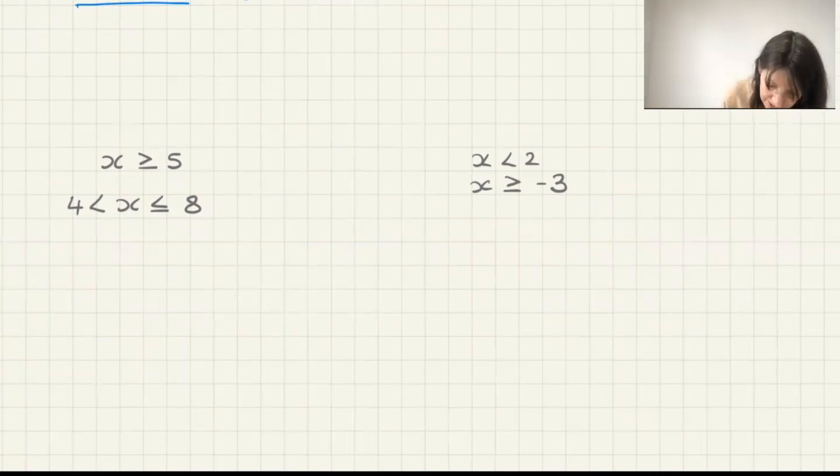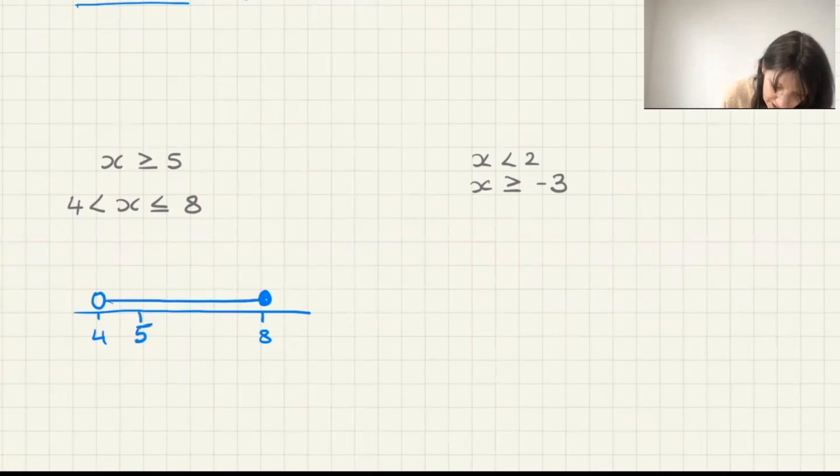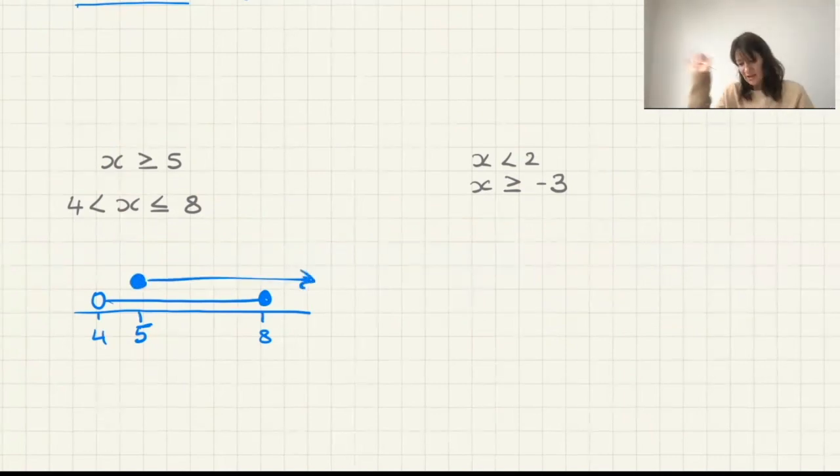Okay, so I'm going to put these on the same number line. So I've got 4 and 8. It's open, it's filled in, and now it's going to be joined up. And then I've got 5 here, which is going to be filled in. And then it's pointing, and obviously it goes on and on and on. It goes way past 8, doesn't it?